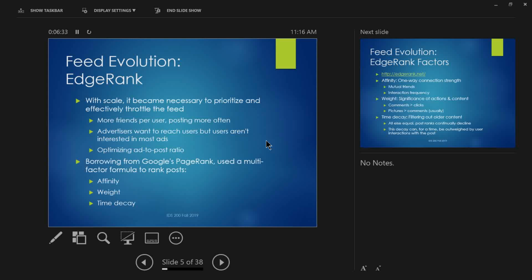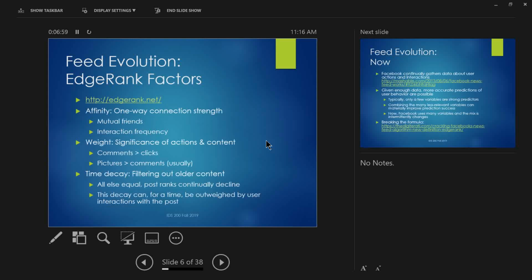Anyway, borrowing from Google's PageRank. PageRank was Google's system for how it would order the list of links matching a particular search query, right? So people put in a search query, and Google has to decide, well, out of all the sites in the universe, which ones are the best fit for that particular set of search terms. So similarly, Facebook used three attributes: affinity, weight, and time decay. And we'll talk about those now.